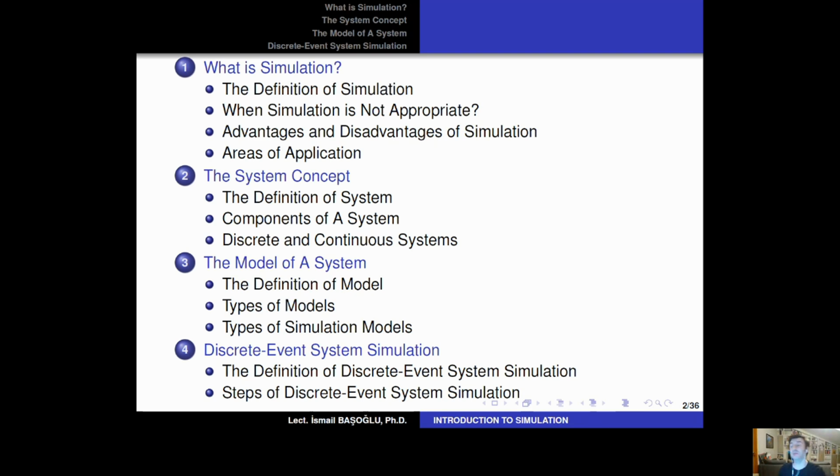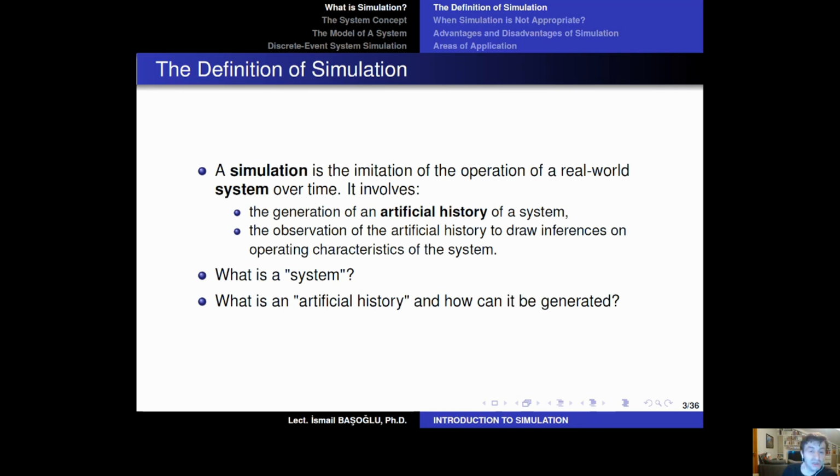So let's start with defining the concept of simulation. Here we have the definition. A simulation is the imitation of the operation of a real-world system over time. Okay, so it says imitation, and we have a real-world system. So usually we use the simulation technique to solve some problems related to some systems, and these systems are, of course, real-world systems. If they were not real, why should we try to solve their problems, right?